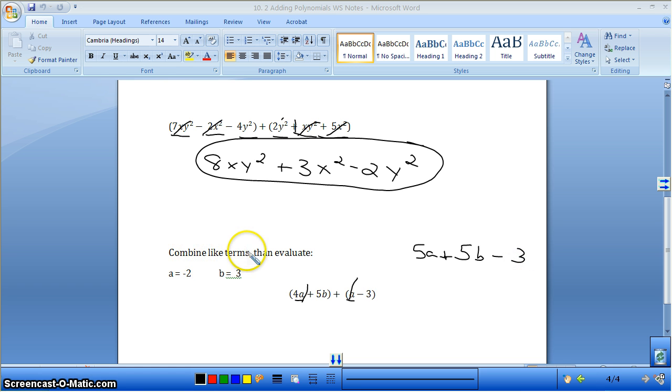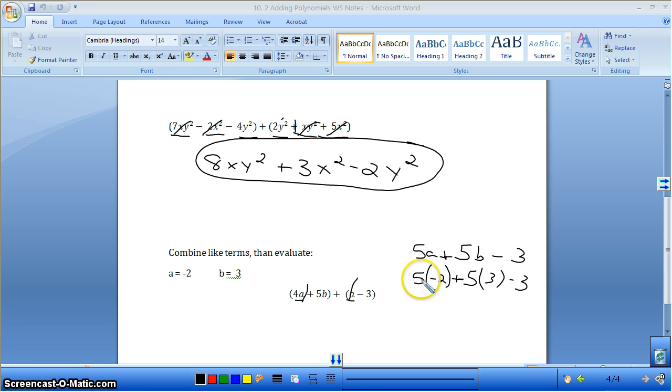All right, so I combined my like terms. Now they want me to evaluate. Evaluate just means take these numbers, plug them in for the letters, and then see what you get as a final answer. So I'm going to have 5. Make sure you put this in parentheses here. 5 times negative 2 plus 5 times 3 minus 3.